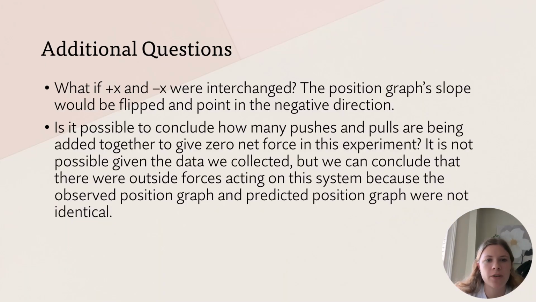Additional questions: if the positive x-axis and negative x-axis were interchanged, the position graph slope would just be flipped, so it would be negative instead of positive. And then, is it possible to conclude how many pushes and pulls are being added together to give 0 net force in the experiment? It's not possible given the data we collected, but we can conclude that the net force was not actually 0 in this experiment because the observed position graph and predicted position graph were not identical.